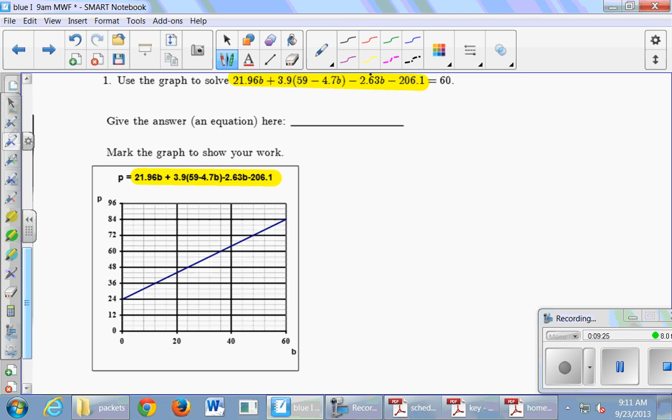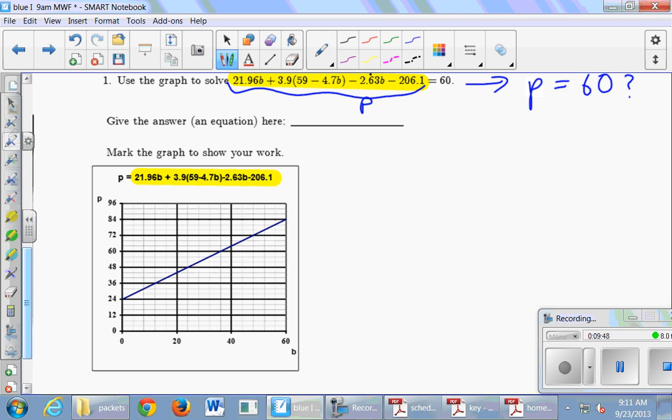I guess what that means is that another name for this thing, according to the graph, is P. Yes? That's what P is. I mean, it's like Y, but we're calling it P in this problem. So what that means is that this problem is really asking us to figure out when P is equal to 60. That's what we're trying to do. Find when P is equal to 60.